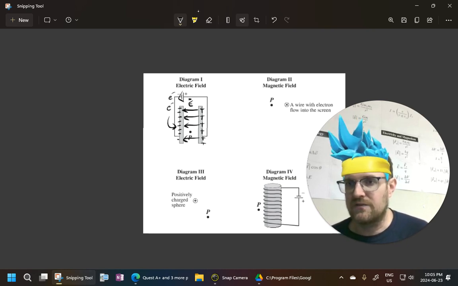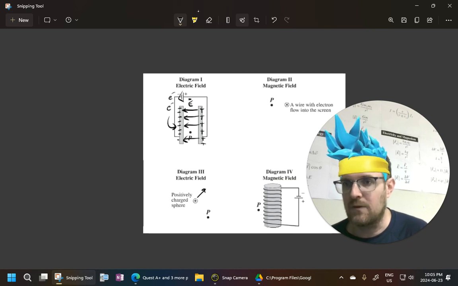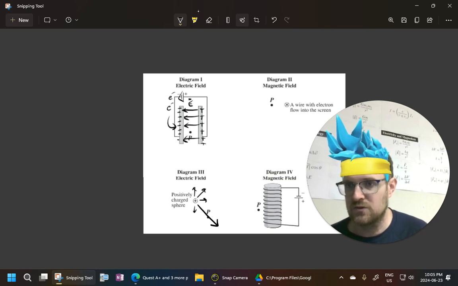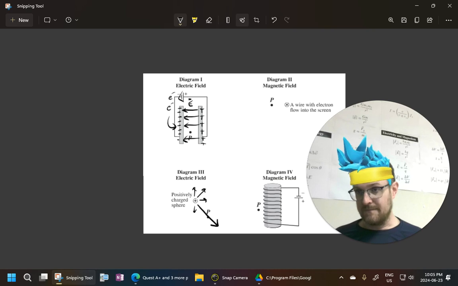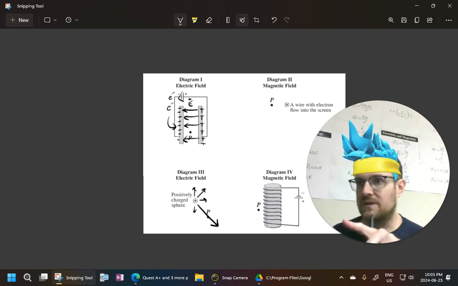Here we want to know the electric field here. Remember what I just said, out of the positive. That's just by definition. They could have defined it elsewhere, but through P here, it's going to be down at an angle there. Okay? Now, question 2, we're talking about magnetic field.